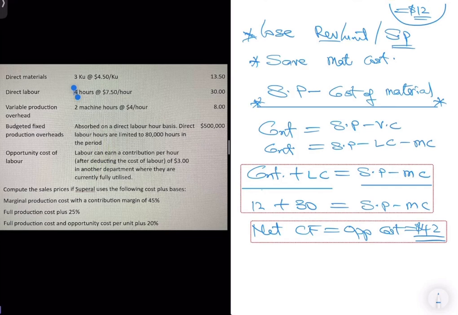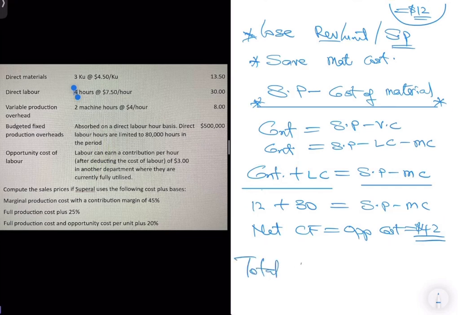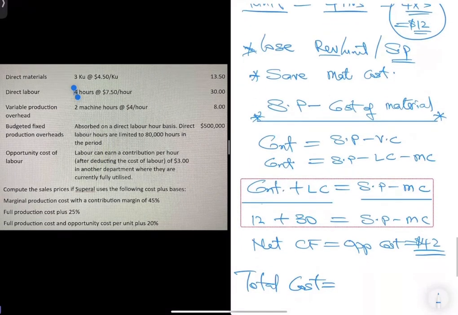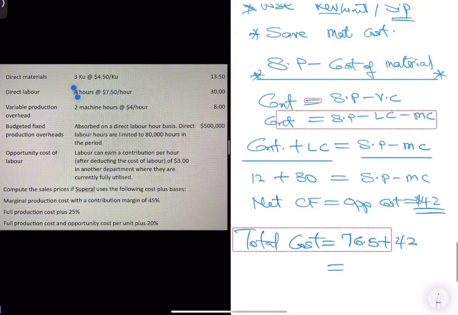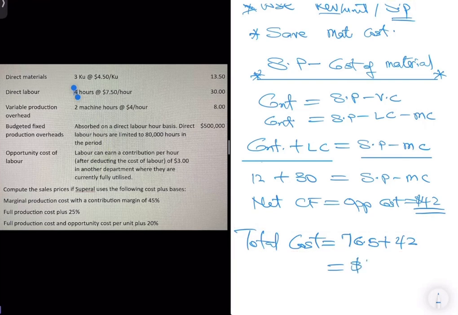So our total cost in this scenario will be equal to the full production cost at 76.5 and the opportunity cost of 42. And that will be what? Calculator. That's 118.5. Please, you can also check with your calculator to be sure. So that's our total cost.